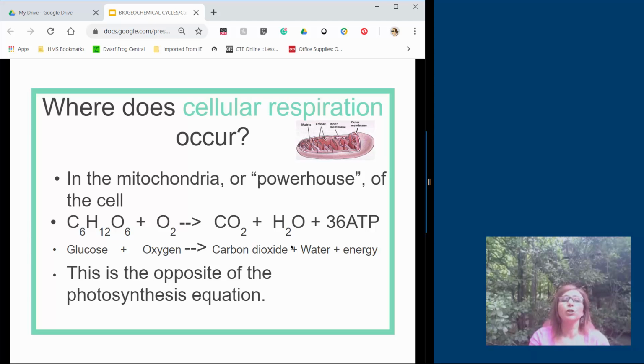Okay, so if we look at that whole equation, it should look kind of familiar, right? Because you've got glucose and oxygen, and that gives you carbon dioxide and water, and then you make some ATP in that. So it's the same stuff as photosynthesis, what you just learned, what we talked about, but you just flip it around.